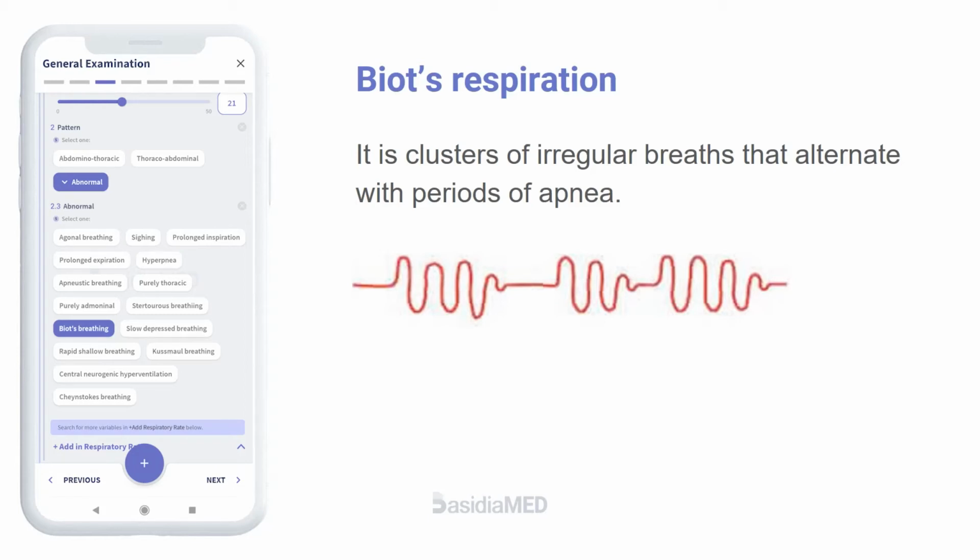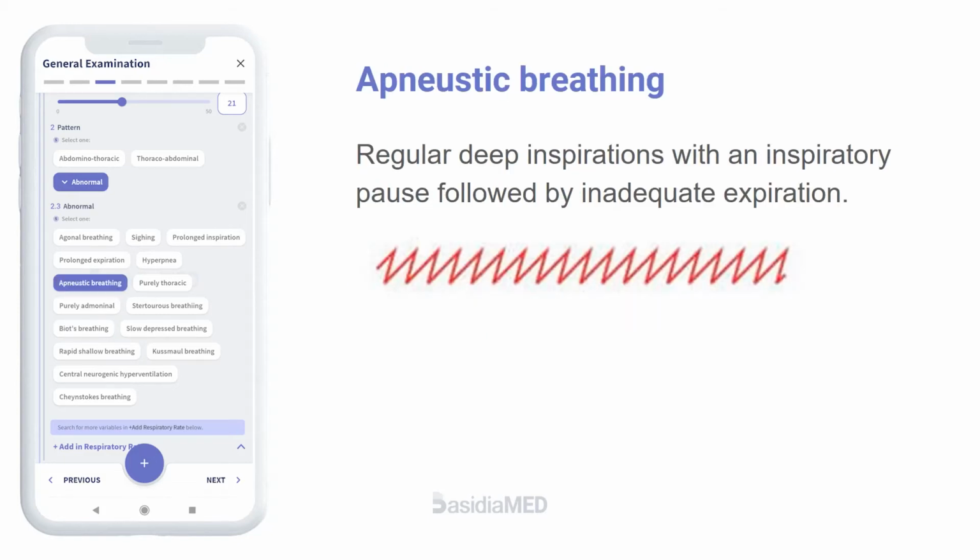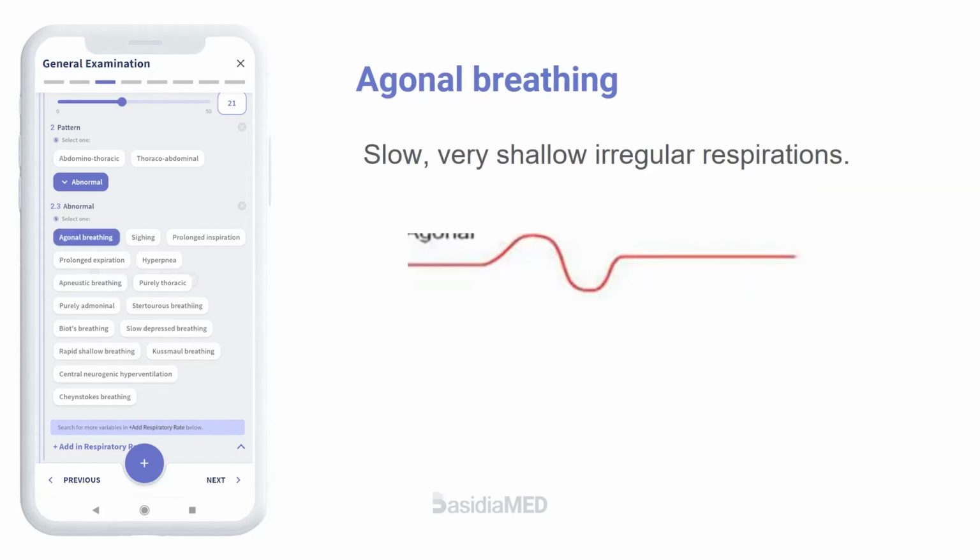Ataxic breathing is one of varying tidal volumes and rates. Apneustic breathing results from injury to the upper pons by a stroke or trauma and carries a poor prognosis. It is characterized by regular deep inspirations with an inspiratory pause followed by inadequate expiration. Apneustic breathing can be temporarily induced by ketamine. Agonal breathing is characterized by slow, very shallow irregular respirations that result from anoxic brain injury. This will often progress to apnea, depending on the underlying cause.